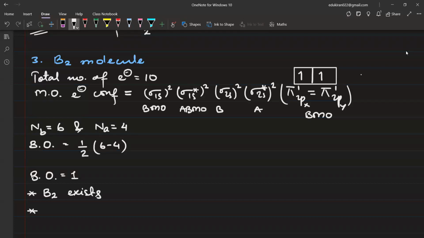अच्छा अब ये बताइए पैरा है या डाया? पैरा, because it has unpaired electron. Paramagnetic. बात समझ में आ रही सबको? हाँ या ना?